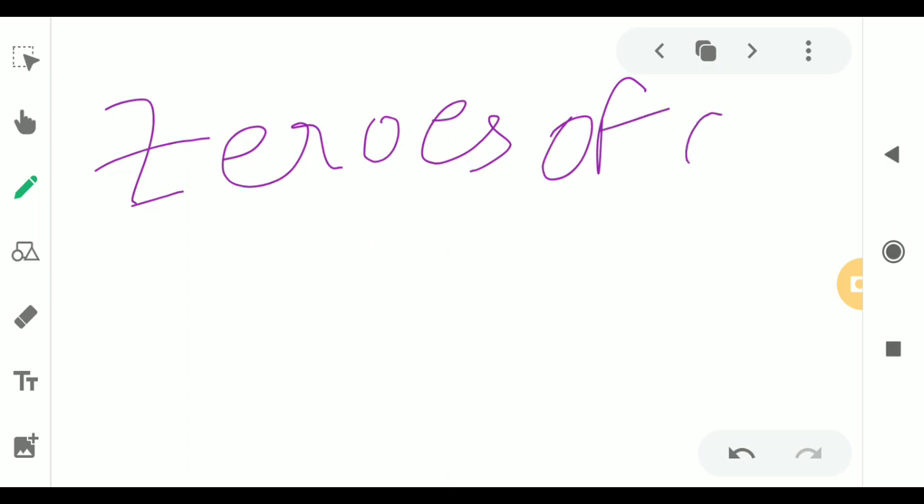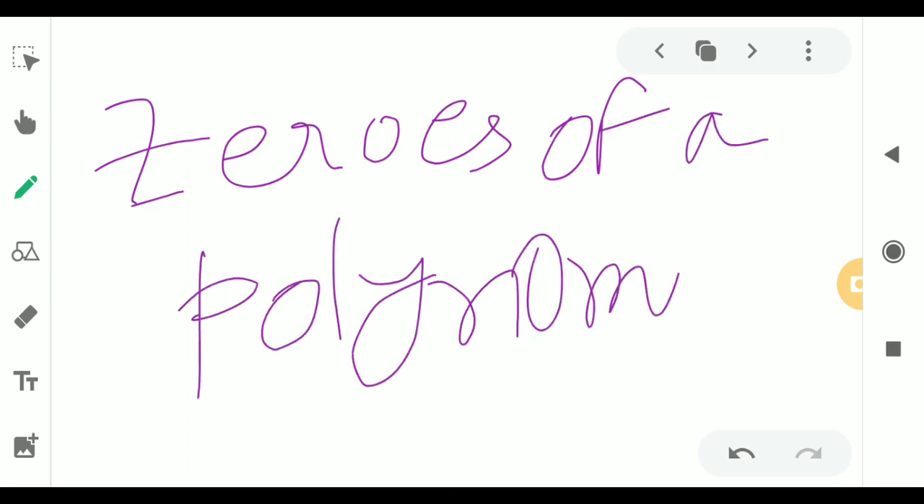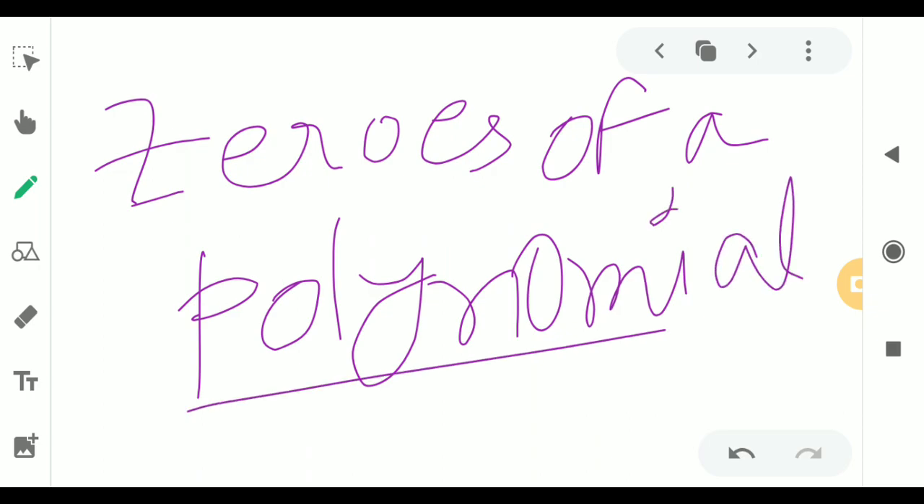Suppose you know already what is the meaning of linear, quadratic and cubic polynomials. Let's start with new thing. What is the meaning of zeros of a polynomial? Zeros of a polynomial. It's a very important thing. Zeros of a polynomial means what should be the value of the variable in the question. Variable means x, y, z, whatever. What should be the value of that variable so that the expression will give the answer as 0.